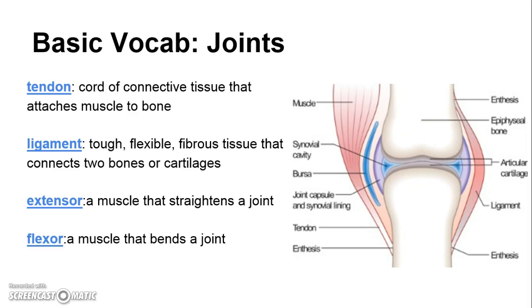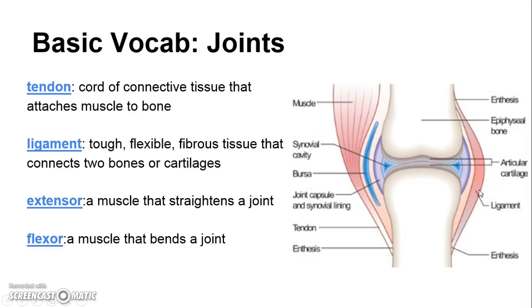For the basic vocabulary about joints, the tendon is the cord of connective tissue that attaches muscle to bone, which you can see right here, and it's attaching to the bone. And the ligament is the tough, flexible, fibrous tissue that connects two bones or cartilages, which you can see right here. So it goes to the tendon and then the ligament.